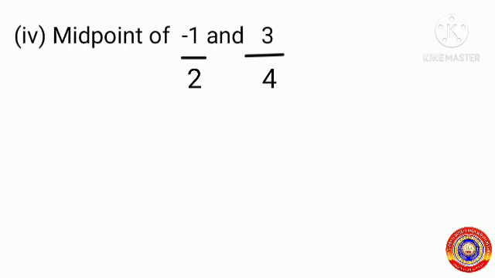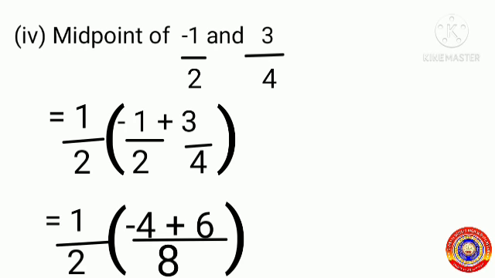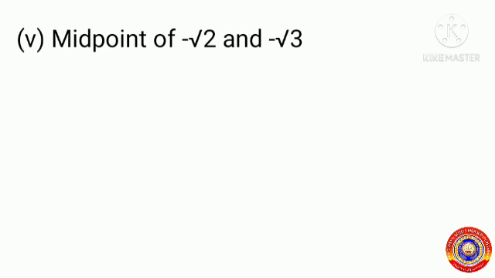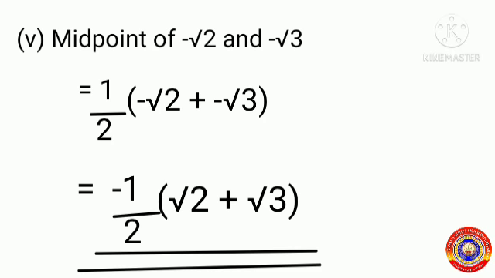In the fourth one, minus 1 by 2 and 3 by 4. So, half of minus 1 by 2 plus 3 by 4 by cross multiplying. Half of minus 4 plus 6 by 8, which is equal to half of 2 by 8, which is equal to 1 by 8. In the fifth question, to find the midpoint of minus root 2 and minus root 3, which is equal to half of minus root 2 plus minus root 3. If we take the negative sign as common, then it is minus 1 by 2 into root 2 plus root 3.